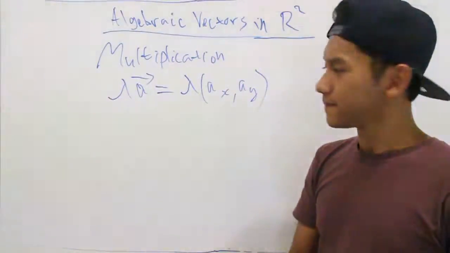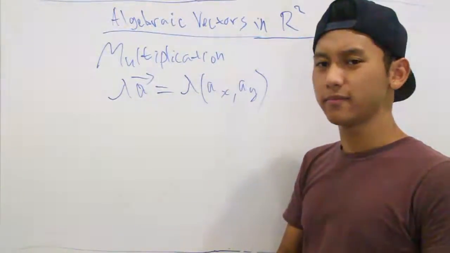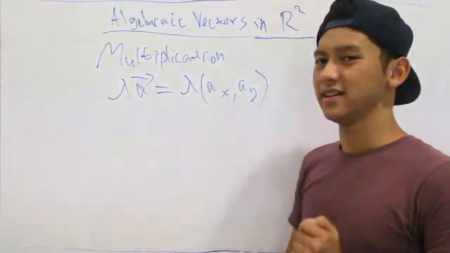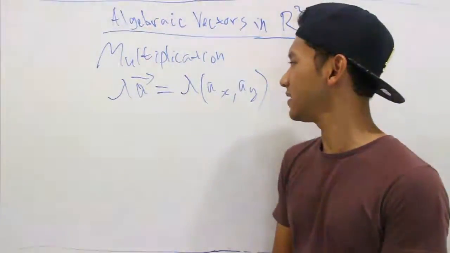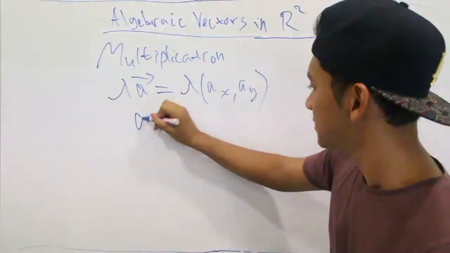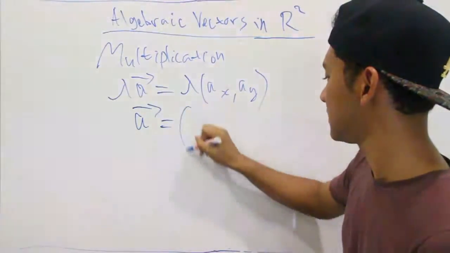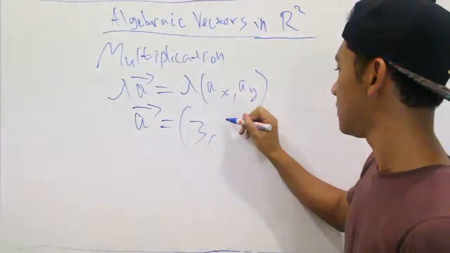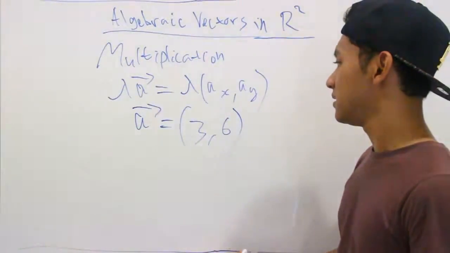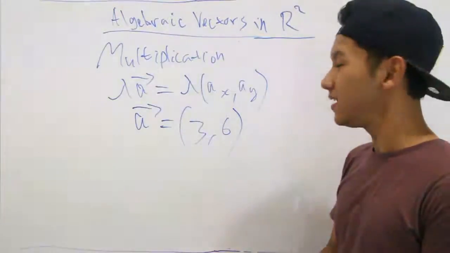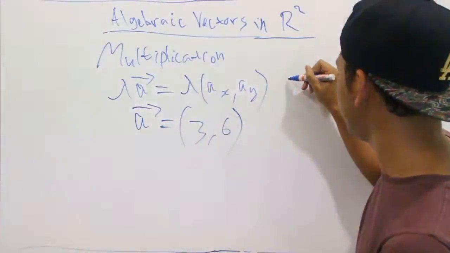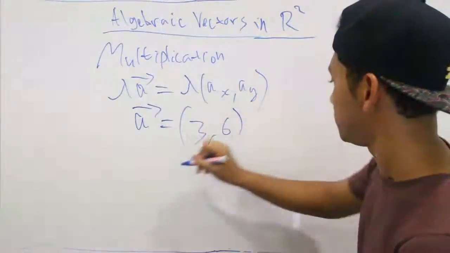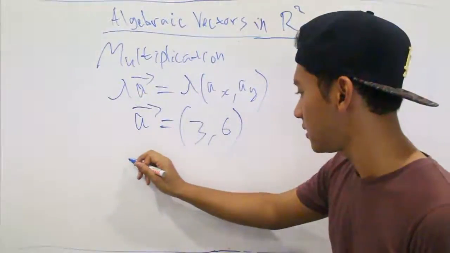This is easier if we use numbers instead of letters as usual. Let's say vector A is 3 and 6. And we want to multiply vector A with the number 4.